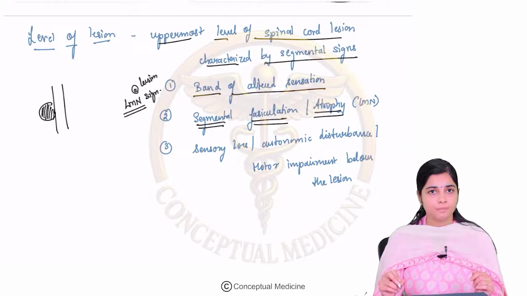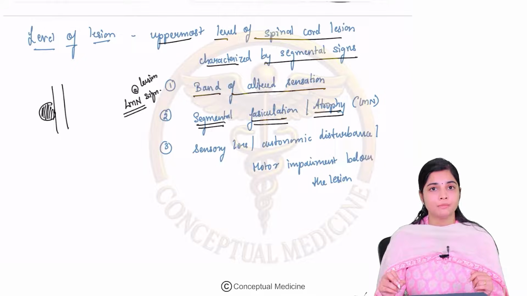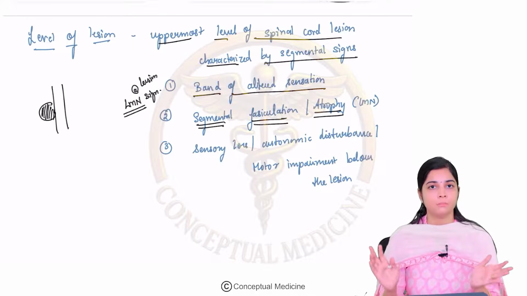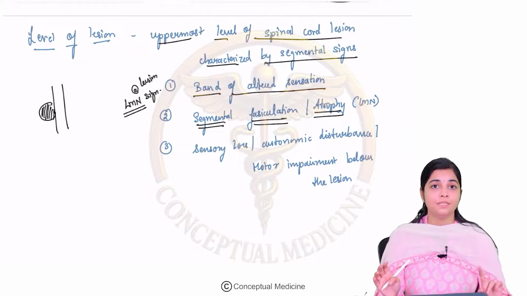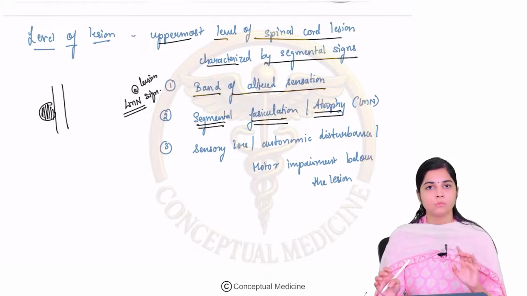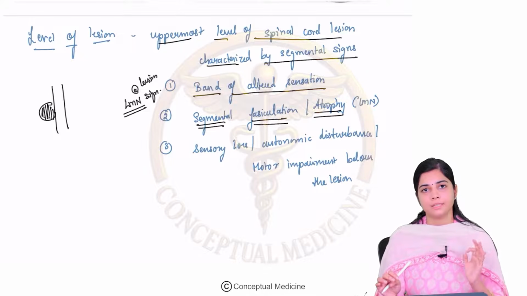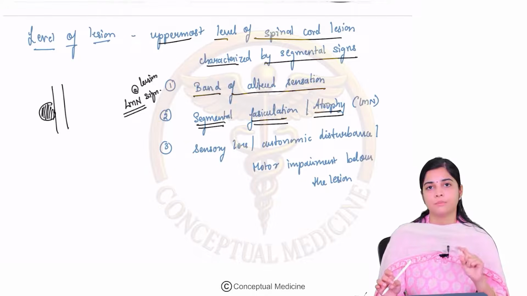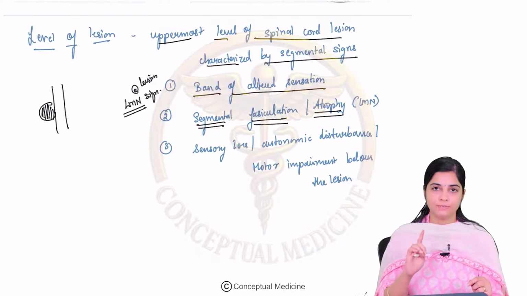For example, let us say that the compression is taking place at the level of C5, C6. We know that C5, C6 is going to be the nerve supply of which muscle? It is your biceps. So, you will have LMN changes at the level of C5, C6 and UMN changes below that. What will you look for in LMN changes? You will see atrophy of that biceps muscle, fasciculations along that dermatome and atrophy of that particular muscle. So, that is a very important localizing sign to your level of lesion.